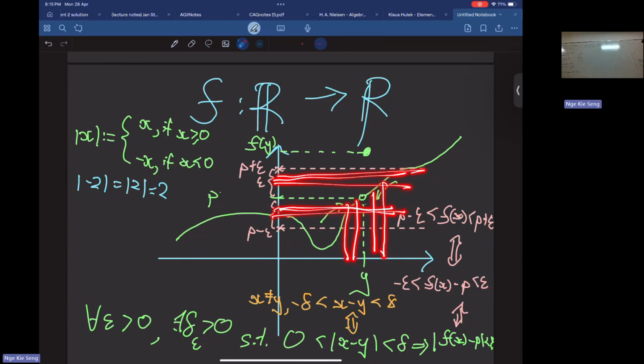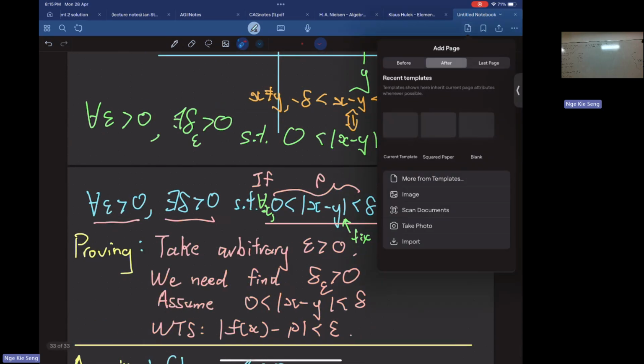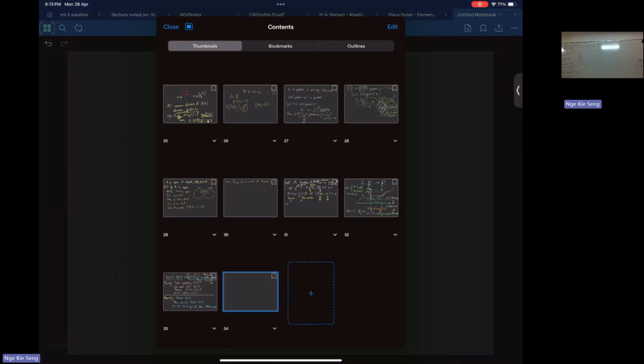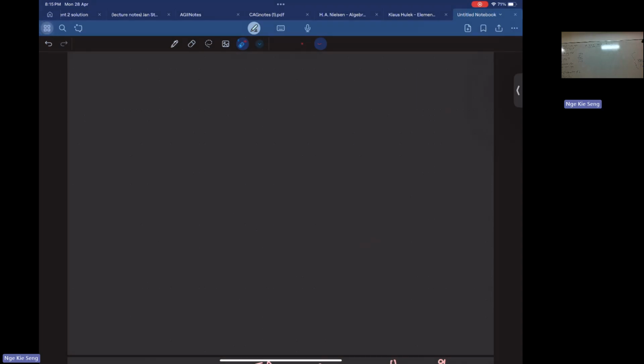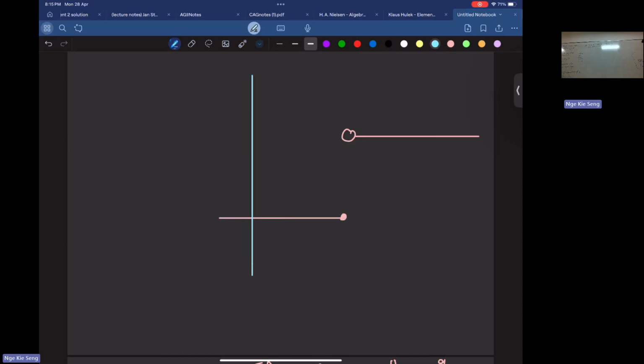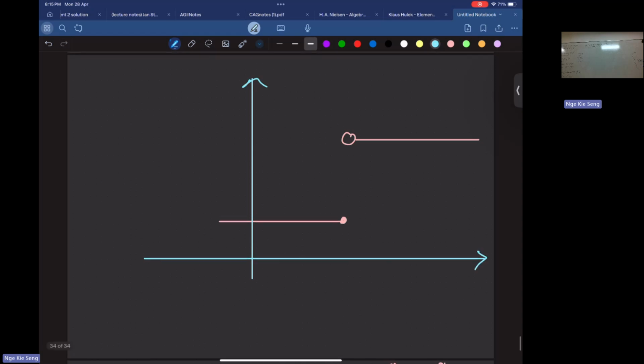I'll give you an example that doesn't have a limit. I think this is a very classic example you see in class. So let me go back here. If I make this function like this, let's say we discuss this point here, this middle point. Let's say here is 1, here is 3, and this middle point here is actually 2.